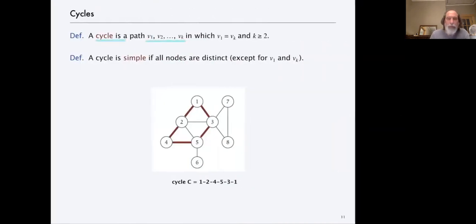A cycle is a path in which the first and last vertices are the same. Okay, and there's at least two vertices. Okay, so here's an example of a cycle C. It's the sequence of nodes 1, 2, 4, 5, 3, 1. That's here, 1. Oops. 1, 2, 4, 5, 3, 1. And a cycle is simple if all the nodes are distinct, except of course the first and last, which I just mentioned twice, but don't appear twice in the structure.